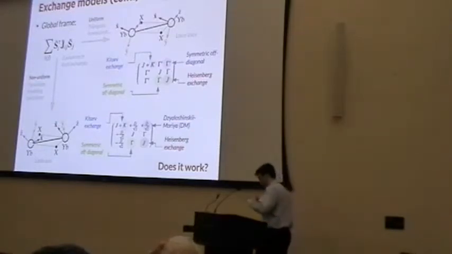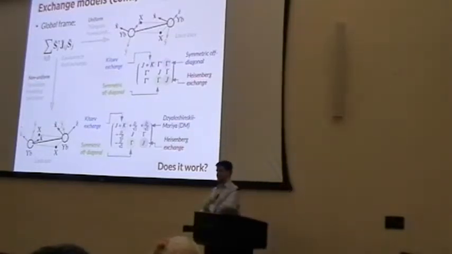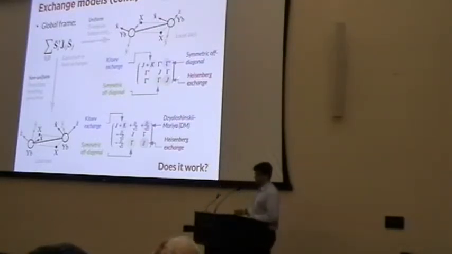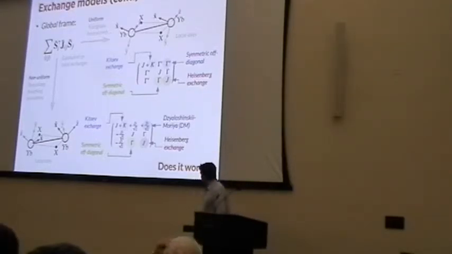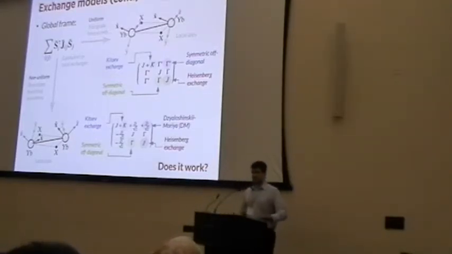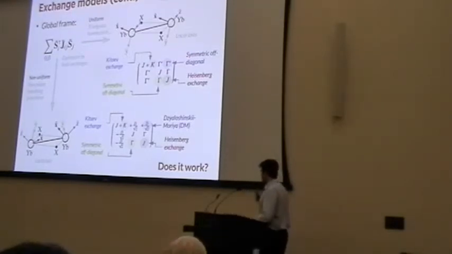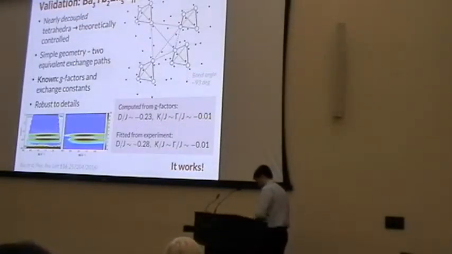Okay, so that's a sketch of how you do the calculation. You do the calculation, you get numbers for these quantities. So you get J, K, gamma, gamma prime, J, K, D, gamma. So do we expect this to work? Should we trust it? Another nice thing about this is we have a ready-made test case.